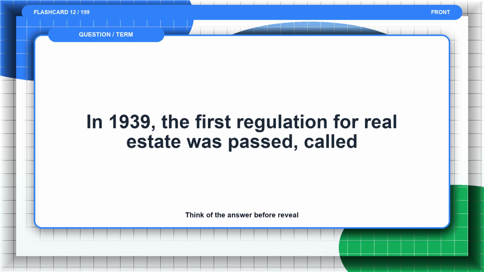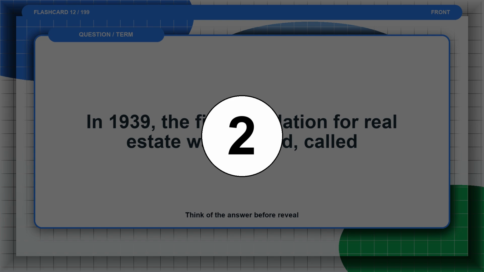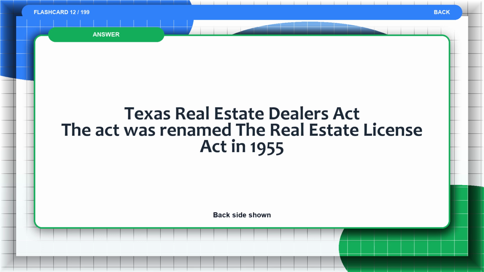Flashcard 12. In 1939, the first regulation for real estate was passed, called... Pause and think of the answer before the reveal. The answer is the Texas Real Estate Dealers Act. The act was renamed the Real Estate License Act in 1995.